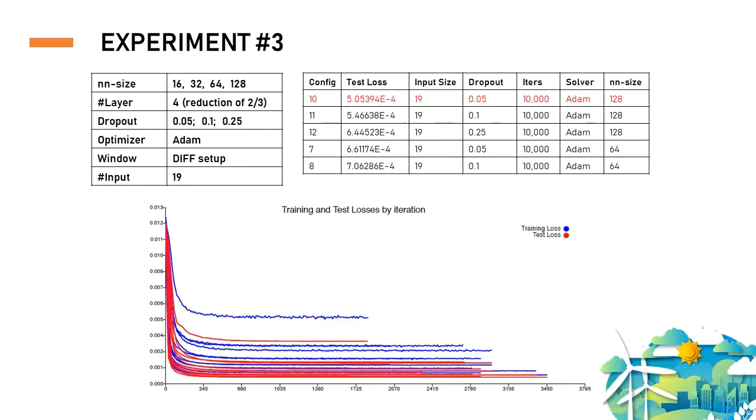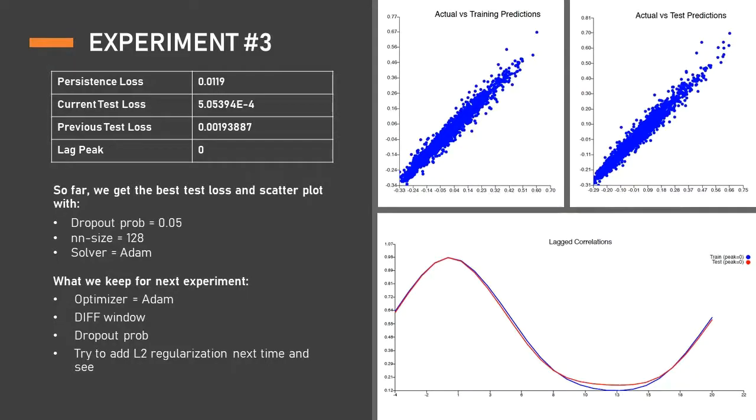In this third experiment, we add more layers and perceptrons to the network and introduce a dropout layer. We run multiple configurations and the results are shown here. The best configuration in this experiment is the network with dropout probability 0.05 and NN size 128 and with the Adam solver. We managed to minimize the risk while maintaining zero lag. Next, we will try to add L2 regularization and see what happens.